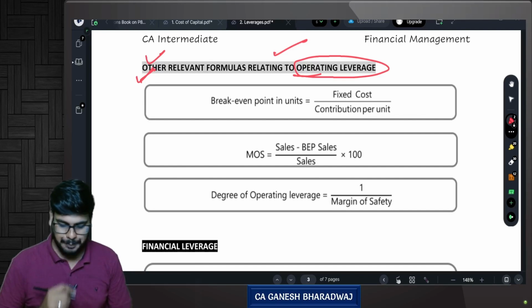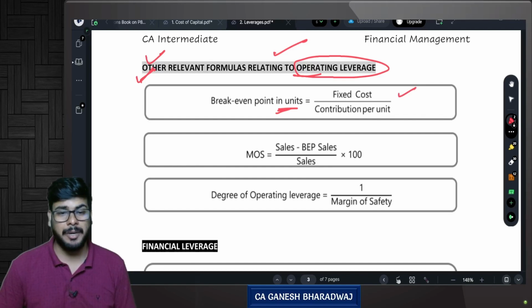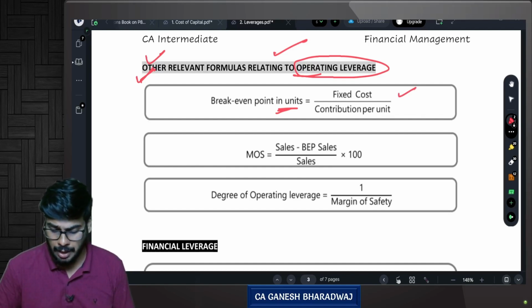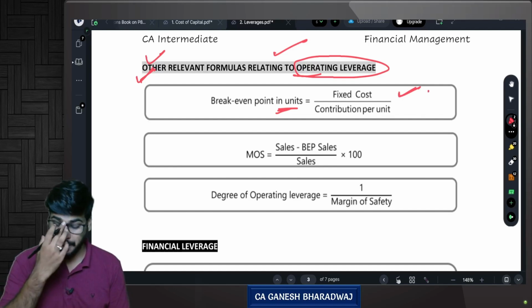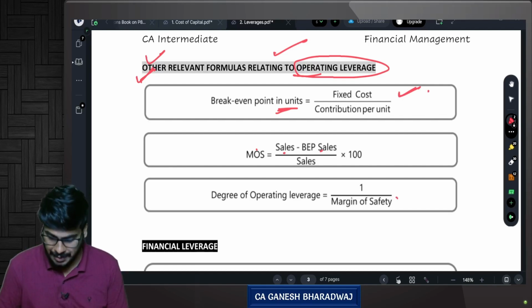Now, break-even point in units is equal to fixed cost divided by contribution per unit. This is actually a costing area, marginal costing: fixed cost divided by contribution per unit. Margin of safety is sales minus break-even sales divided by total sales into 100, and degree of operating leverage is 1 divided by margin of safety as a percentage.